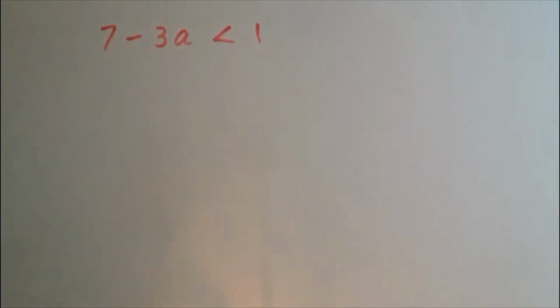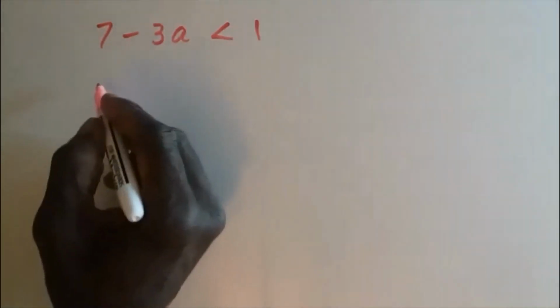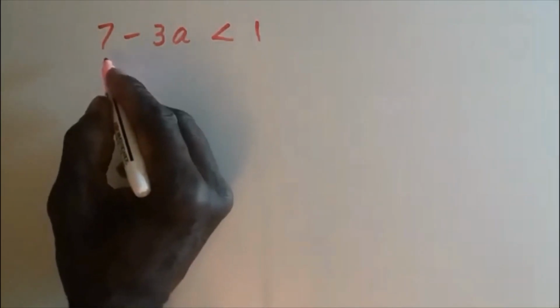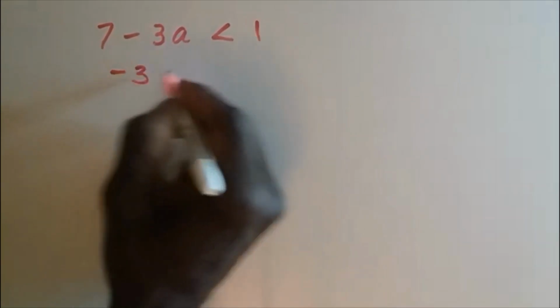Right, next we have 7 minus 3a is less than 1. If we add negative 7 to both sides, then we have this.